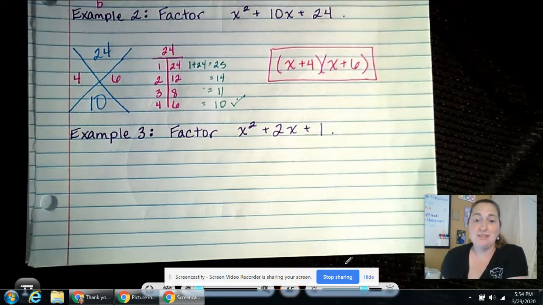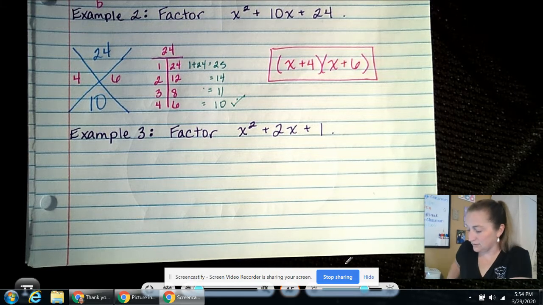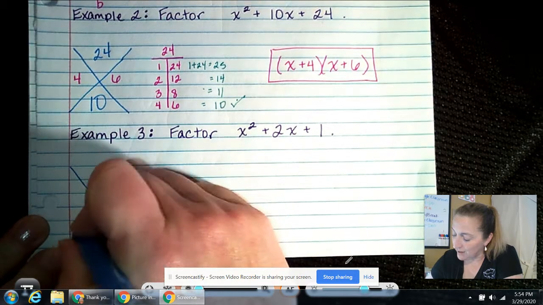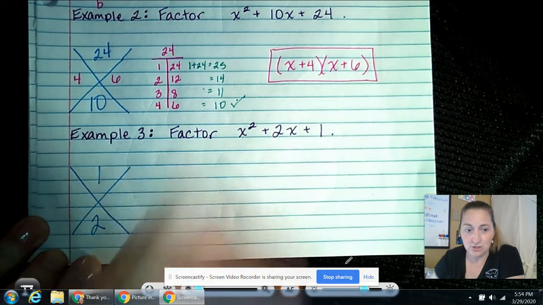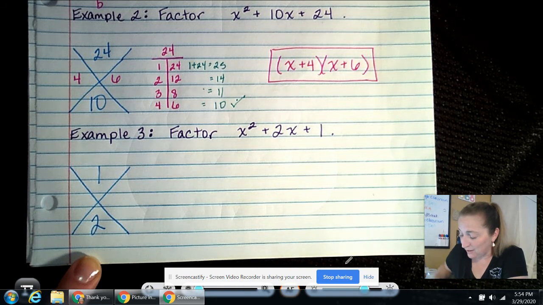Now, what I would suggest at this point, if you're working from home, stop the video, try example 3, and then start the video again and see if your work looks the same as mine does. So again, I start with a diamond. I have a 1 on top and a 2 on bottom. And this is one that in class always seems to throw people off because they're thinking, well, I can't multiply anything to get 1. But actually you can.